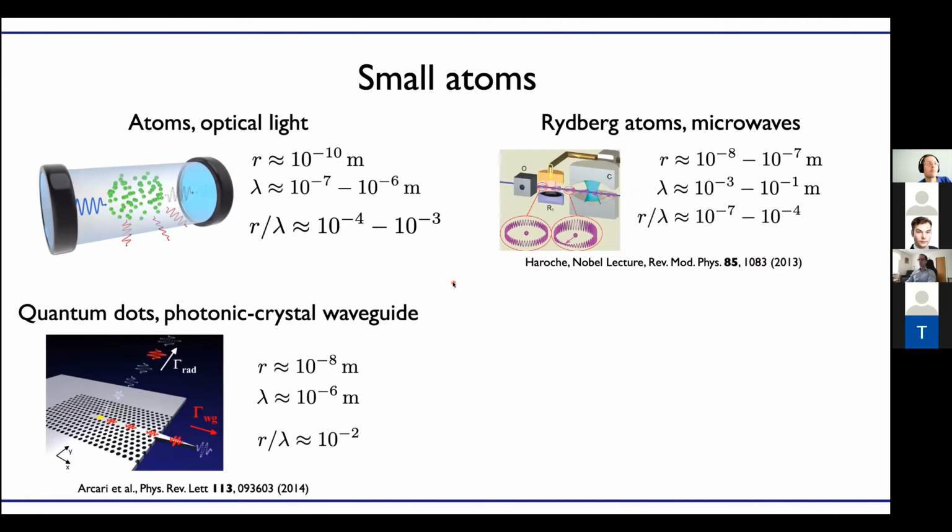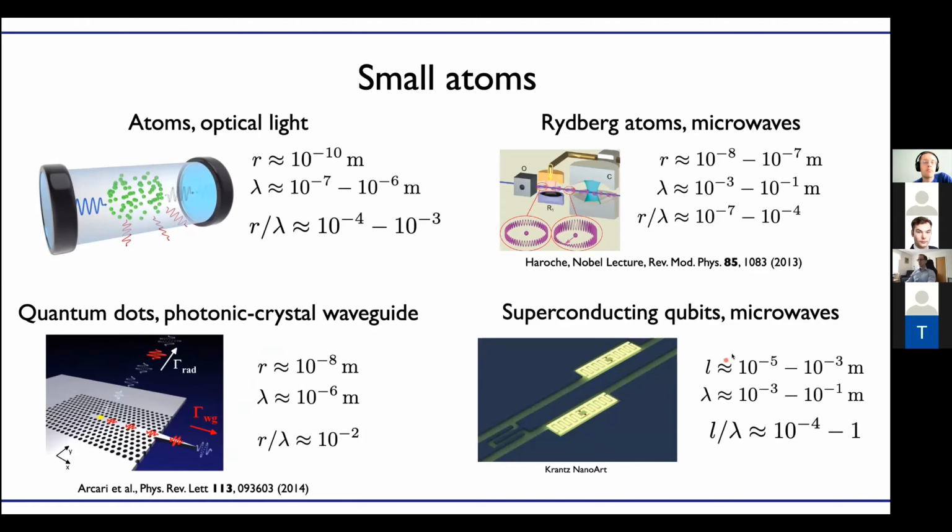Also, if we look at some more artificial atoms, for example, quantum dots that are coupled to, for example, a photonic crystal waveguide here, we also have this situation: the atom is small. And for superconducting qubits, which I will explain in some more detail later, the electrical circuits that function as artificial atoms are larger. You have some capacitance here in yellow. So these circuits can be micrometers, hundreds of micrometers large.